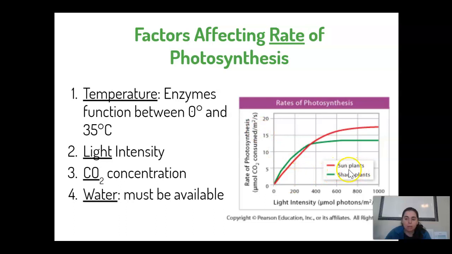And we looked at sun plants versus shade plants. So I'm sure most of you have seen there's plants that do better in the shade. If you put a shade plant in the sun and it gets more intense sunlight, it's not going to do well. It's going to shrivel up and die. But you can see the sun plant will actually produce more photosynthesis at a higher light intensity than your shade plant. It'll tap out a little bit sooner than your sun plant.